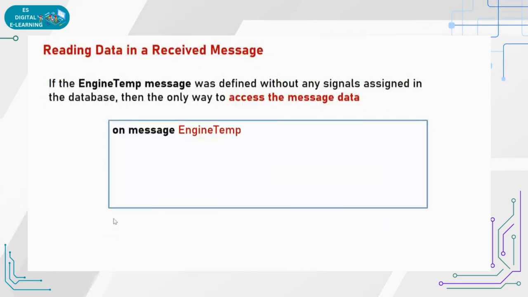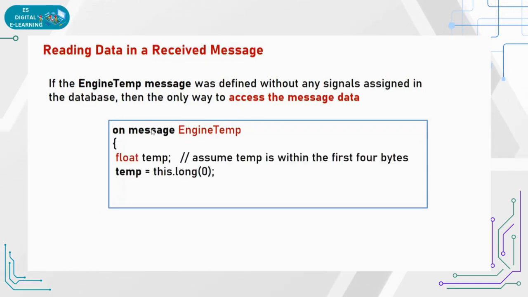Okay, so next, I need to read some data from the message. What is the syntax I should follow? On message engine temp. Okay, this programming I will share with you, and then you can try to understand. Signal temp, like engine temp. The temp here is just a variable I declared, this dot long 0. I gave this long 0. When I refer to this, it is a reference of the engine temp.